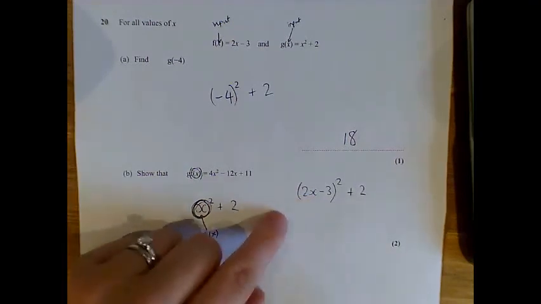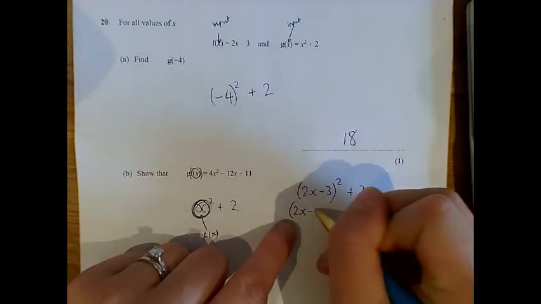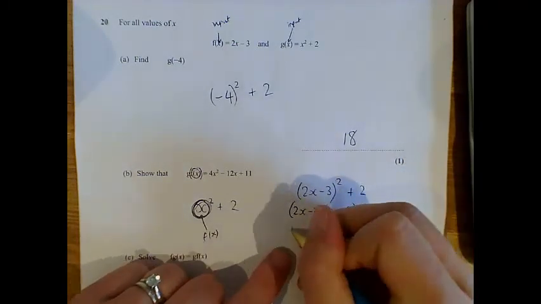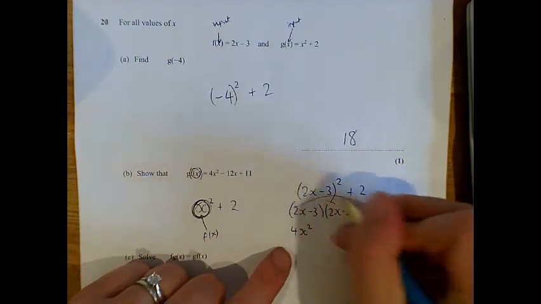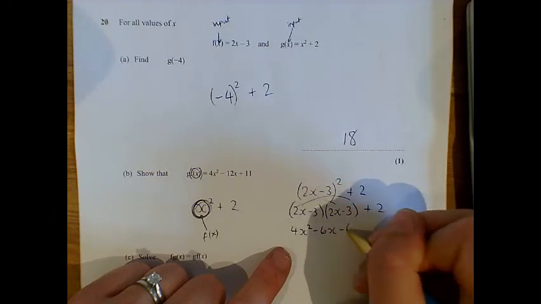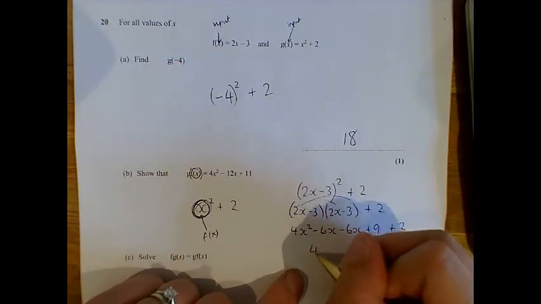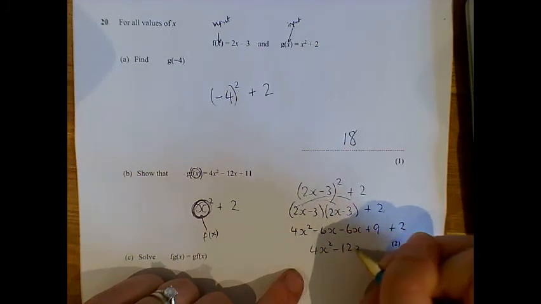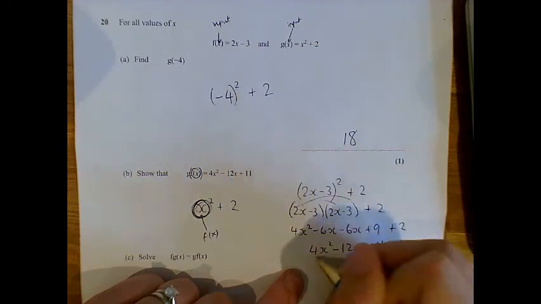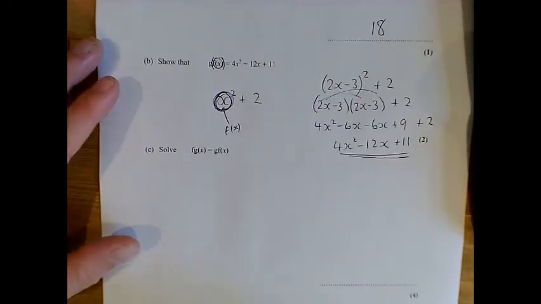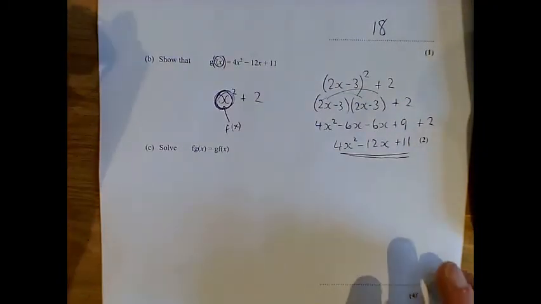So we get this. And if I expand this out, remember when we square a bracket, we write it out twice. So that's 4x squared minus 6x add 9, and we've got to bring down that plus 2, which is 4x squared minus 12x add 11. Done. Okay, last but not least, solve f of g of x equals g of f of x.